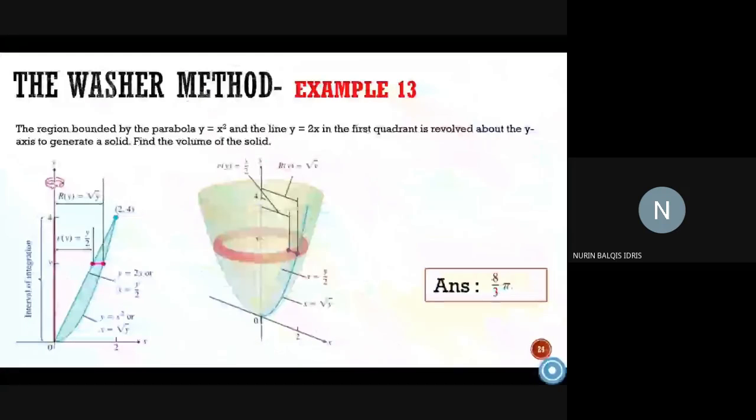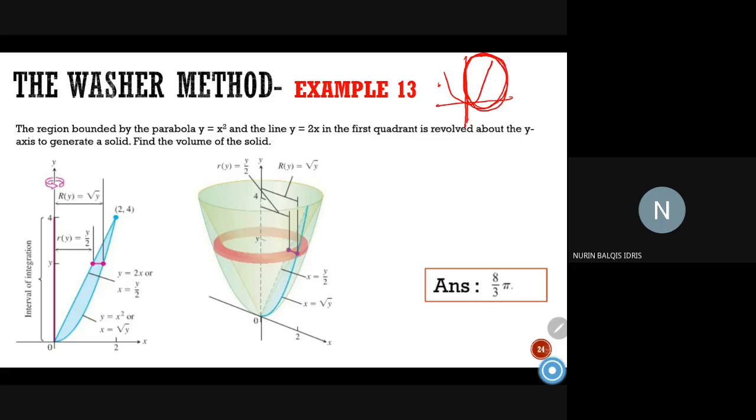Okay, so now we proceed to the next example. Another example, dia punya washer juga. Okay, the region bounded by the parabola y equals to x square and the line y equals to 2x in the first quadrant. Soalan dia dah bagi tahu in the first quadrant sebab the line y equals to x square ni biasanya dia involve two quadrant, first and second quadrant. Tapi for this question, we just consider the first quadrant.